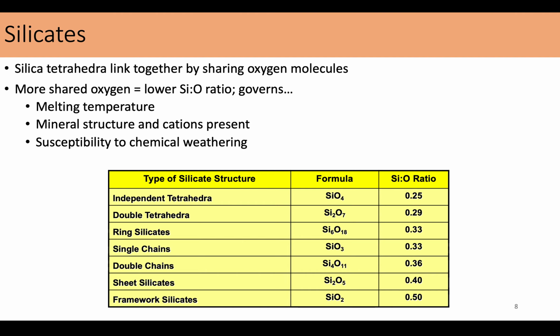If we think back to silicates, we remember that there are the silicate tetrahedra that are linked together by sharing oxygen molecules. The more the oxygen molecules are shared, the lower the silicate to oxygen ratio becomes. This changes a lot of properties about the magma, mostly the melting temperature. The temperature required to melt rock is determined by the silicate to oxygen ratio, as well as how susceptible that material is to chemical weathering.